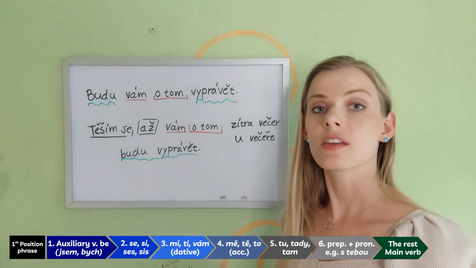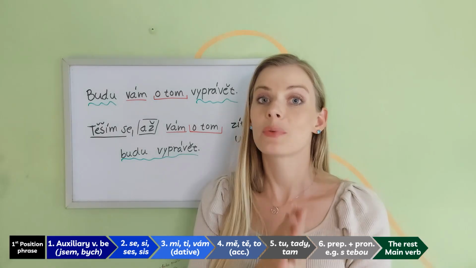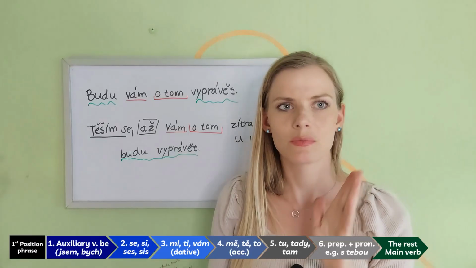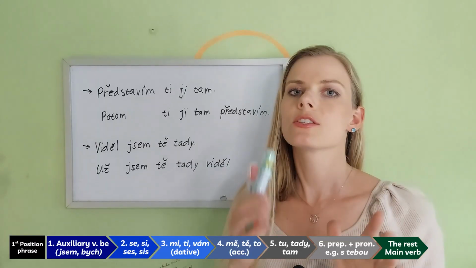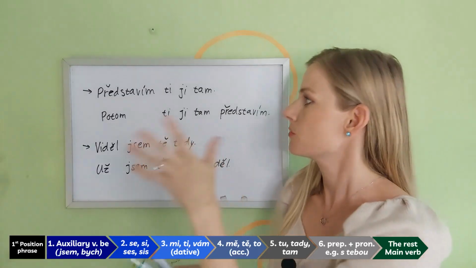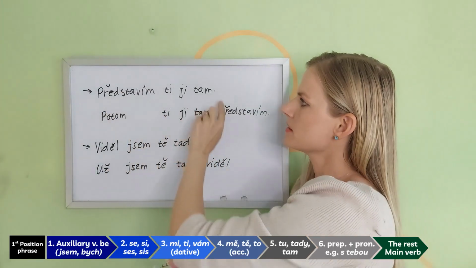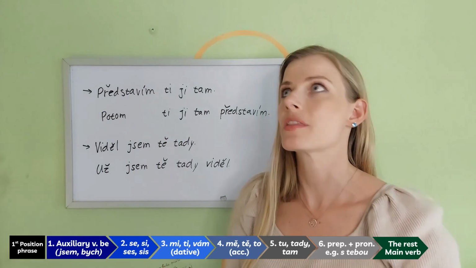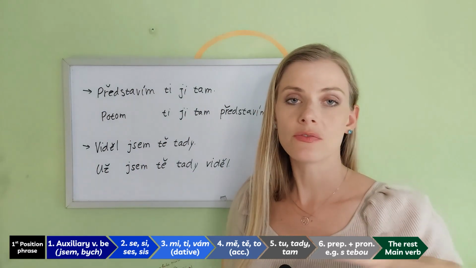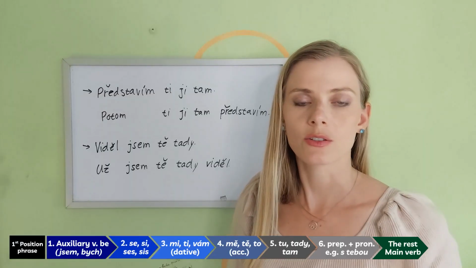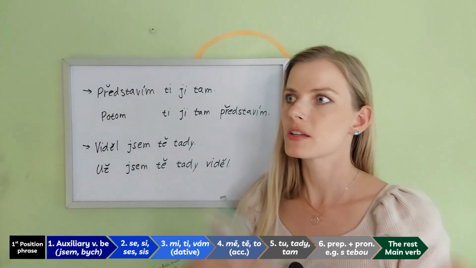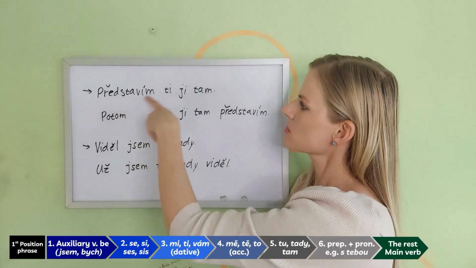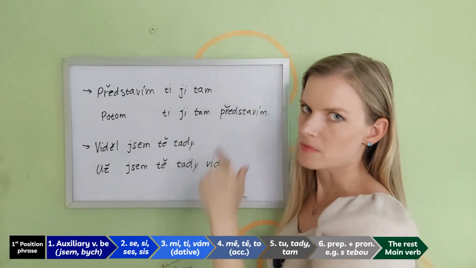But I hope this is starting to make more sense. Practice makes perfect. Let's practice some more. Let's see 2 more sentences, or actually 4. Představím ti ji tam. I'll introduce her to you there. For example, you're bringing a friend to the wedding and your other friend is interested in meeting someone. So you say, jo, představím ti ji tam na svatbě.